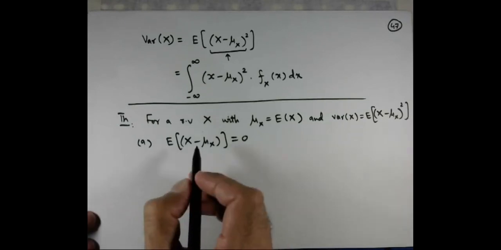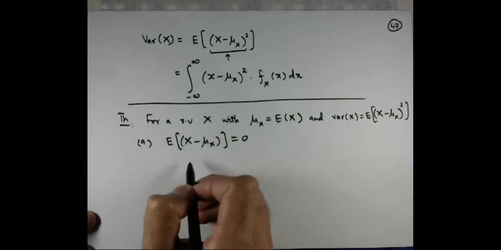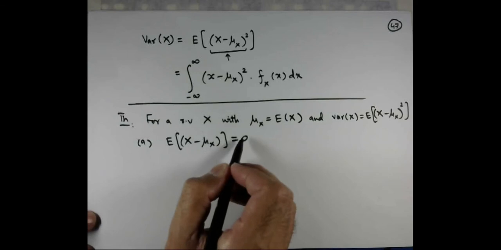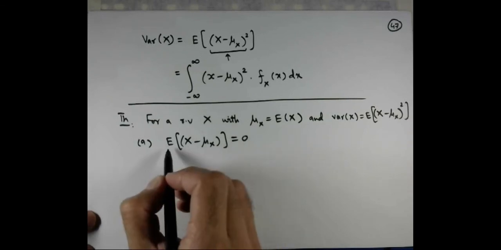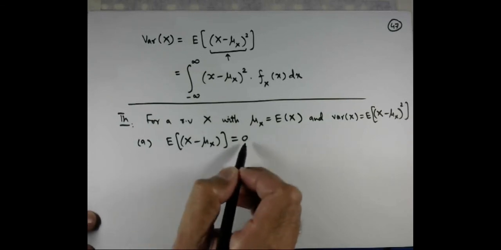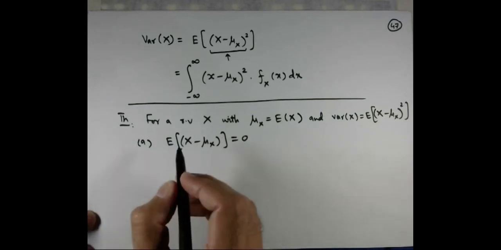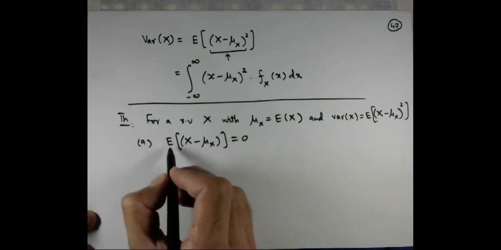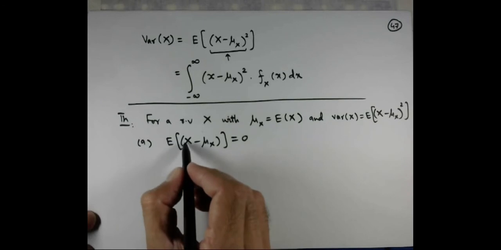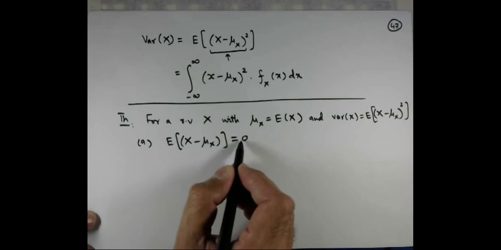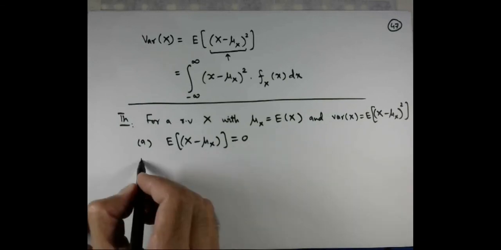So the average spread of a random variable from its mean value is always equal to 0. This is the understanding that can be extracted from this expression. The average, the expected spread of random variable x from its mean value is always equal to 0.